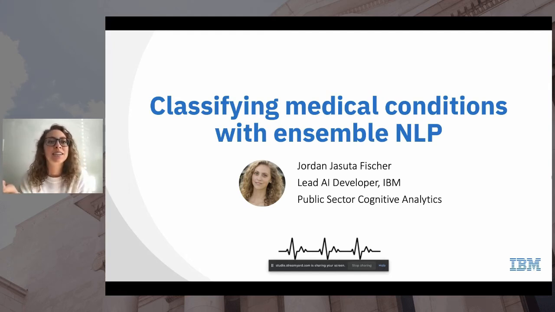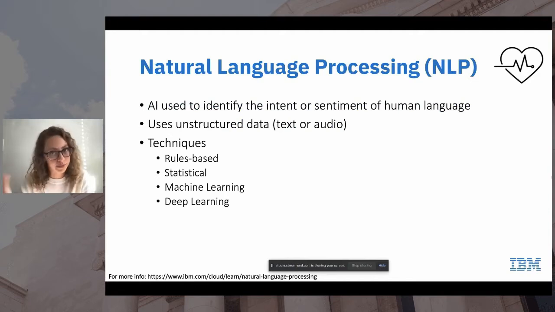So I will be sharing with you guys today a model that we built to classify medical conditions using natural language processing. Natural language processing, abbreviated NLP, is basically when we use AI to understand human language instead of ones and zeros, right? So English, Spanish, Mandarin, it doesn't matter. This type of AI is really good on unstructured data like text or audio. And the techniques that can be used to accomplish this type of analysis range from rules-based entity extraction, entity recognition, to statistical modeling, to machine learning and deep learning.